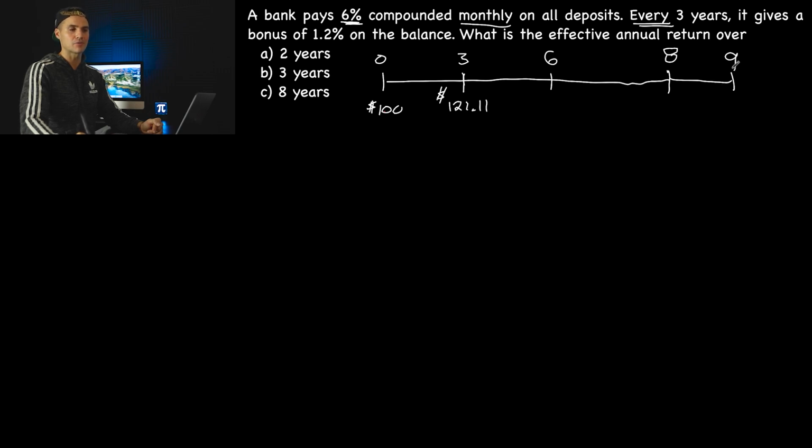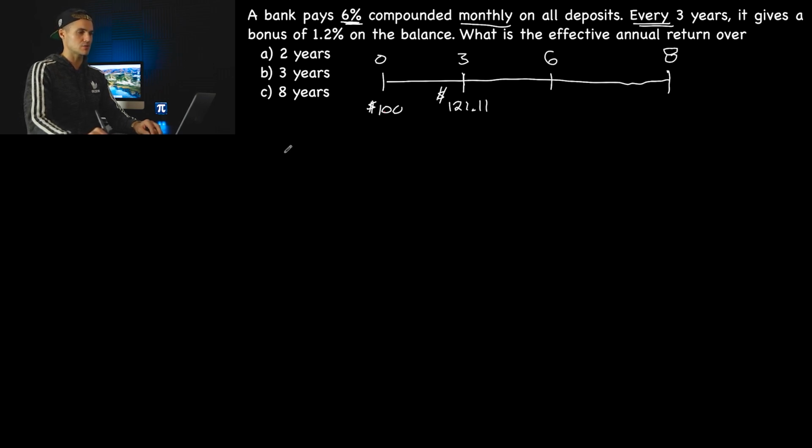And then we don't have to worry about a third bonus because the third bonus would have happened in time 9, right? Because it's every 3 years. So after year 6, it would have been in year 9, right? But because we're looking for the return at time 8, time 9 is after, we don't have to worry about that. But we do have to worry about the bonus that is going to be given at time 6.